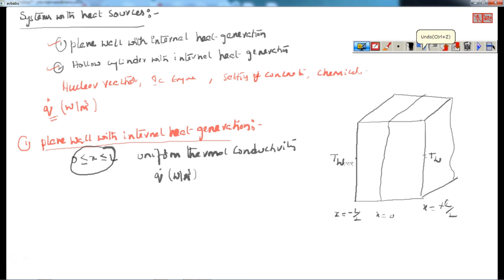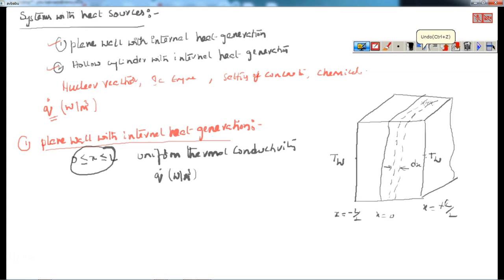This is the description of the case I have taken. Now I am considering an element in this slab. This is an element of thickness dx, and the cross sectional area, as usual, is A.